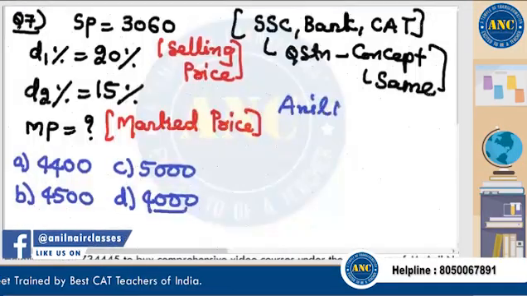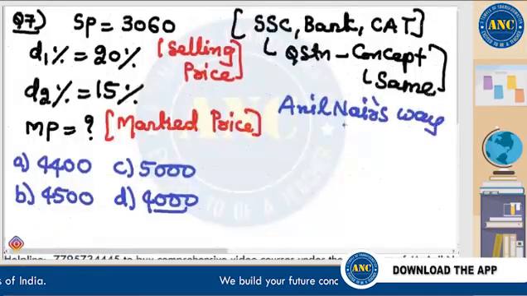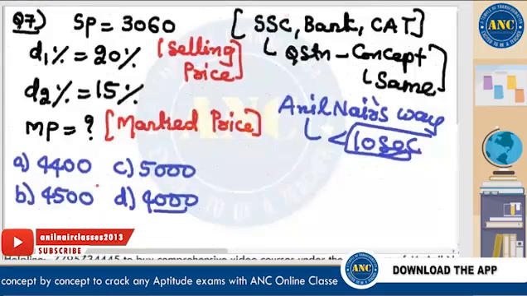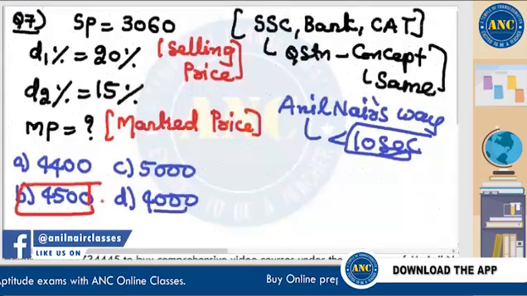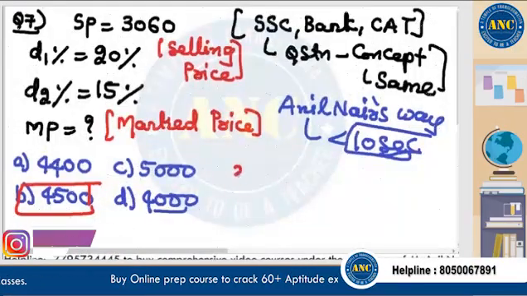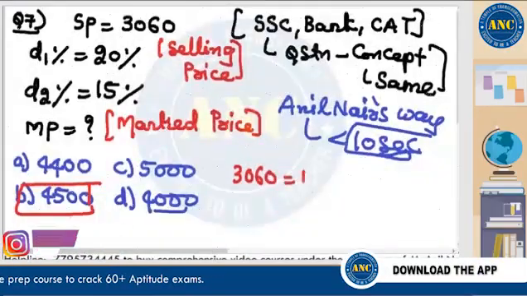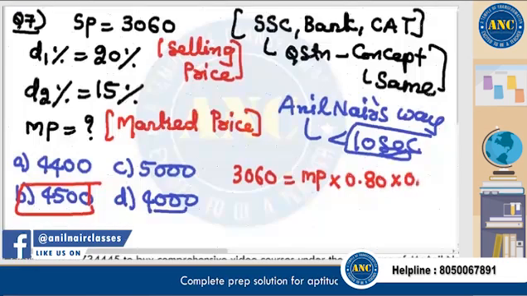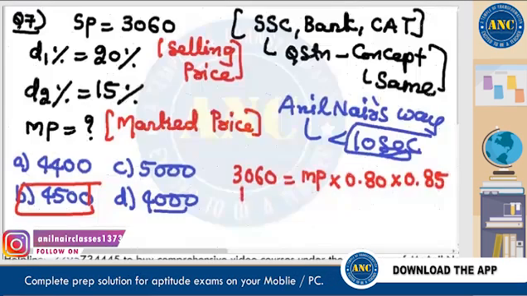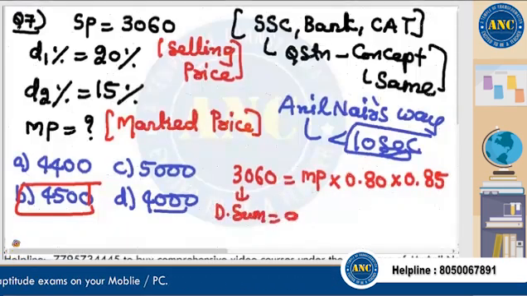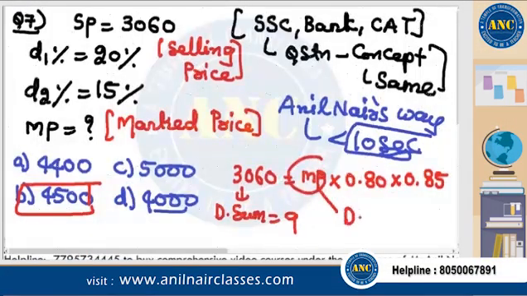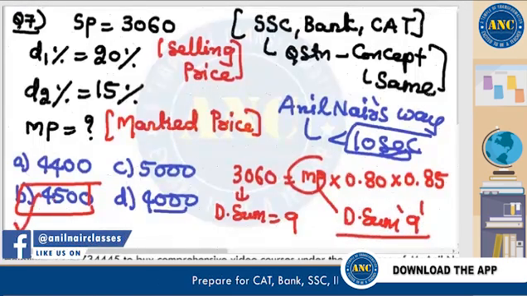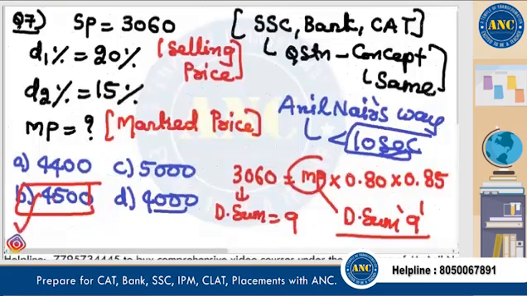If I solve this easiest question Anil Nayar's way, it takes less than 10 seconds. The answer for this question is 4500, because my students have understood digital sum very clearly. 3060 is the final value, and the initial value is the market price. A 20% discount is 0.8, a 15% discount is 0.85. The digital sum of 3060 is 9, so the market price's digital sum should be 9. 9 into any number has digital sum 9. I kept the exact answer options, I did not even change them.